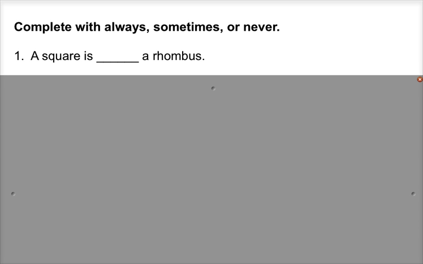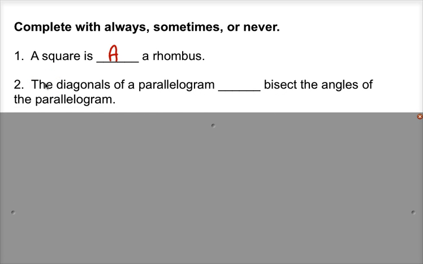Complete with always, sometimes, or never. A square is blank a rhombus. Well, to be a rhombus, you need to have 4 congruent sides, and a square always has 4 congruent sides. So this is going to be always. The diagonals of a parallelogram blank bisect the angles of the parallelogram. Well, that's only going to be a sometimes because it's only going to happen if it's a rhombus.